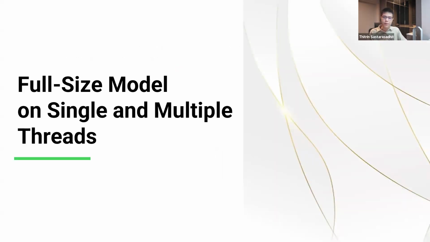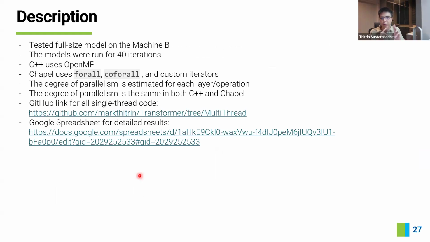And for the second test, the full size model on single thread and multi-thread, which I tested on machine B, the experiment is done the same way, but I ran 40 iterations in this experiment. For C++, I use OpenMP to enable multi-thread, and for Chapel, I just use language features like forall and coforall and custom iterators. And the algorithm and degree of parallelism are the same between the two. If you want to see the code, I provided the link here and also the detailed results here too.